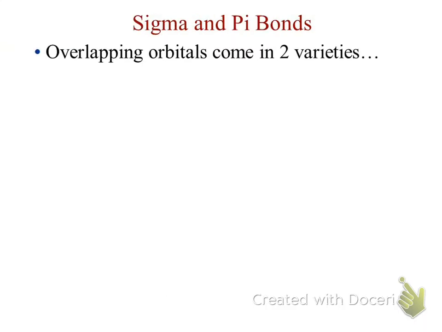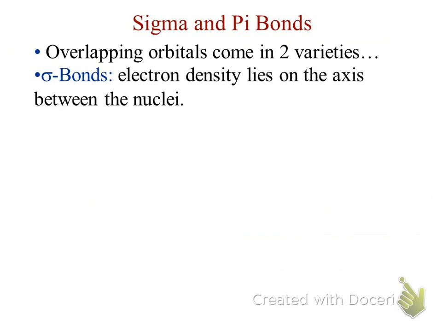Now, in terms of the bonds that we've talked about, we break it down even a little bit further, and we look at sigma and pi bonds. Overlapping orbitals can come in two main varieties. The first are going to be sigma bonds. That's what that symbol there is, a lowercase sigma in Greek. And in these, the electron density lies on the axis between the nuclei. What does that mean? We're actually going to have a direct connection between the orbitals of these atoms. Now, all single bonds are going to be sigma bonds. So this is an easy thing to remember.